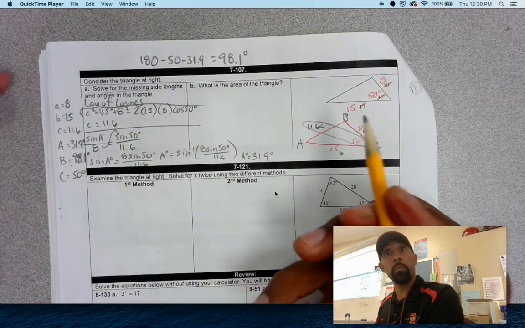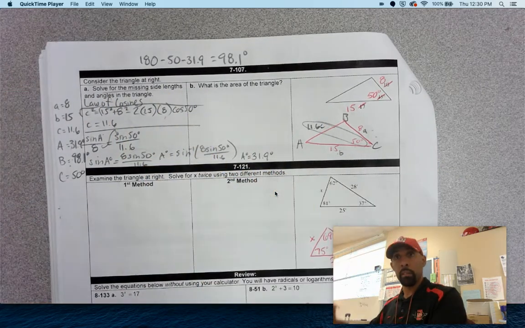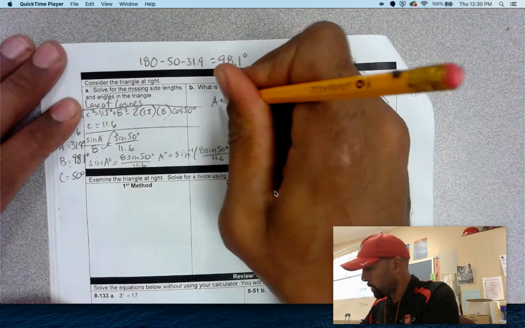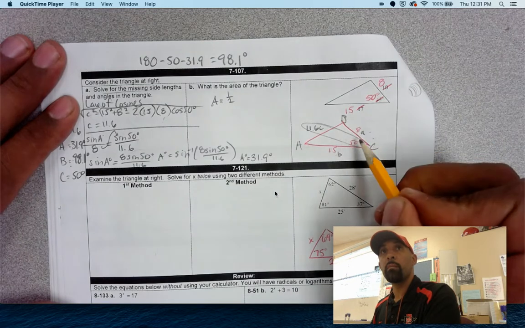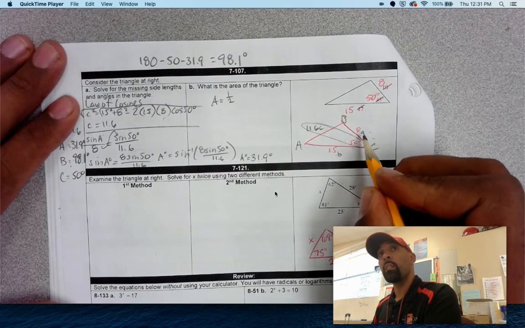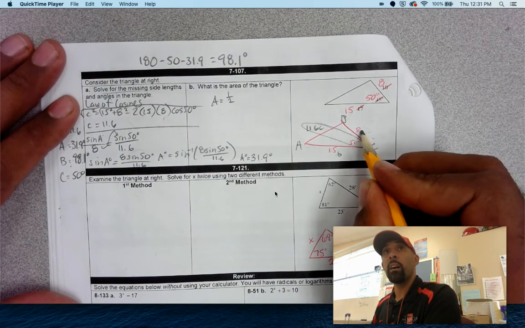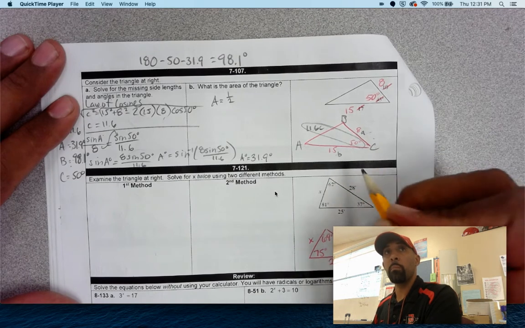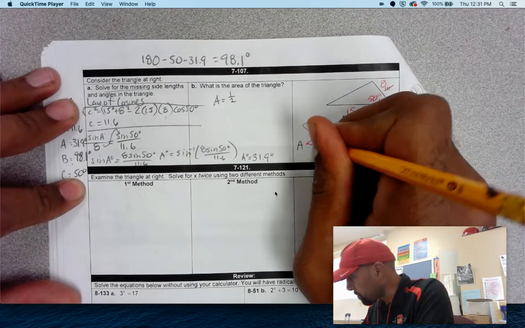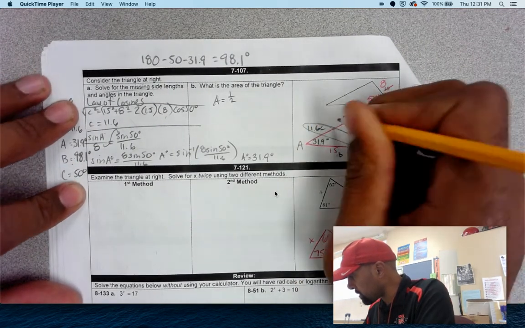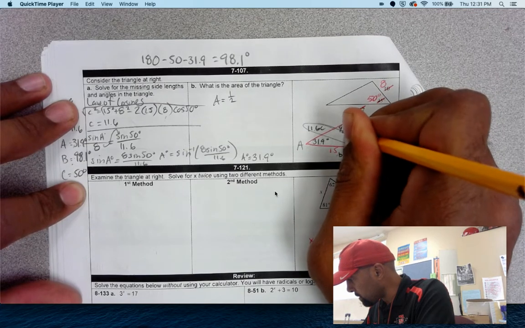The last part is they want to know the area of the triangle, so we're completely solving this thing from head to toe. Area is 1/2 times, and remember, I'm just going to use the original two sides that I was given with the angle in the middle. At this point, once we know everything, I can fill it all in: this is 31.9 degrees, and this is 98.1 degrees.